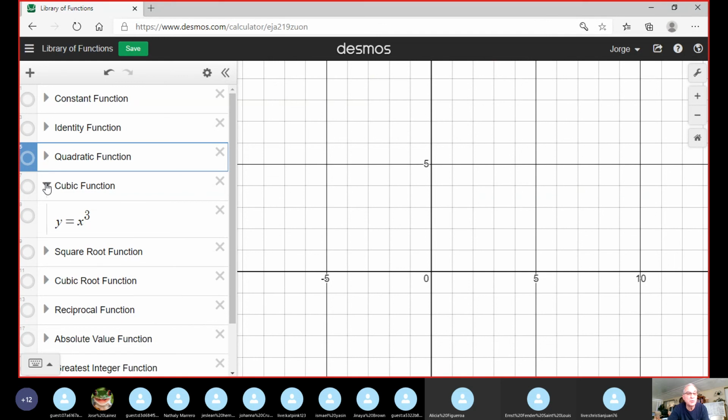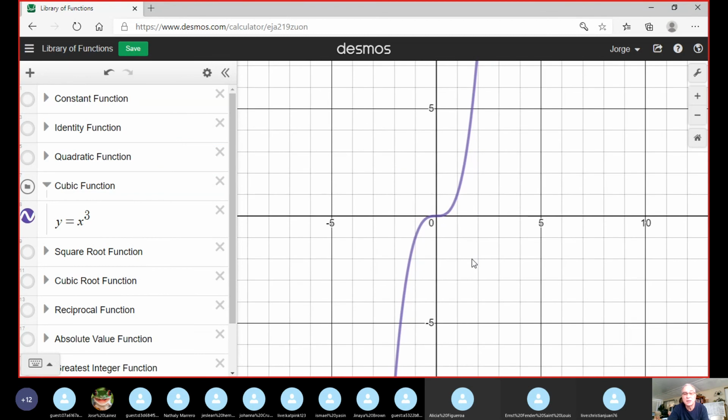Cubic function. The cubic function is third power. And the graph of the cubic function looks like that. Boom, look at that. It's completely different, no? Because when the exponent is odd, the end behavior of the graph is to the right up and left down.